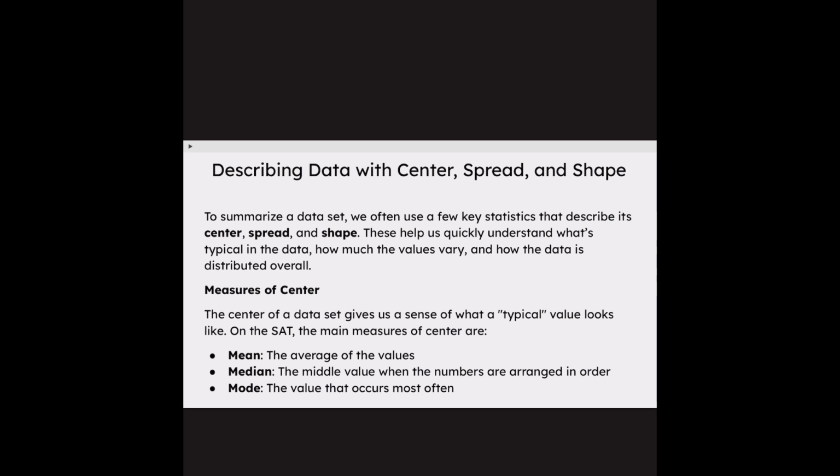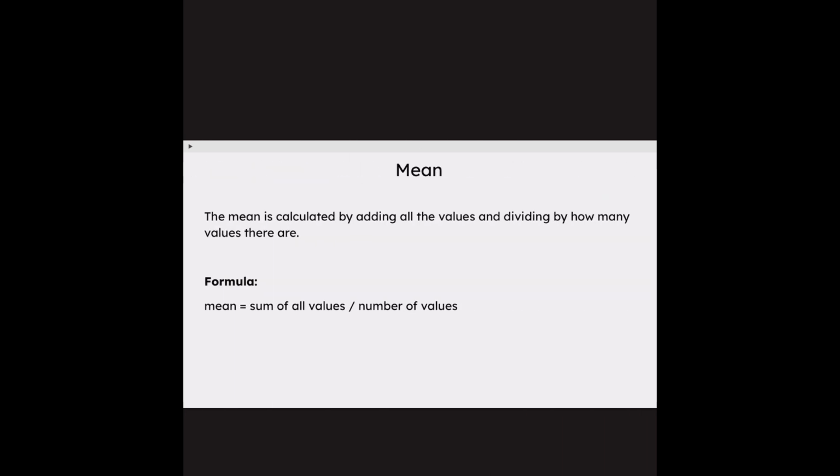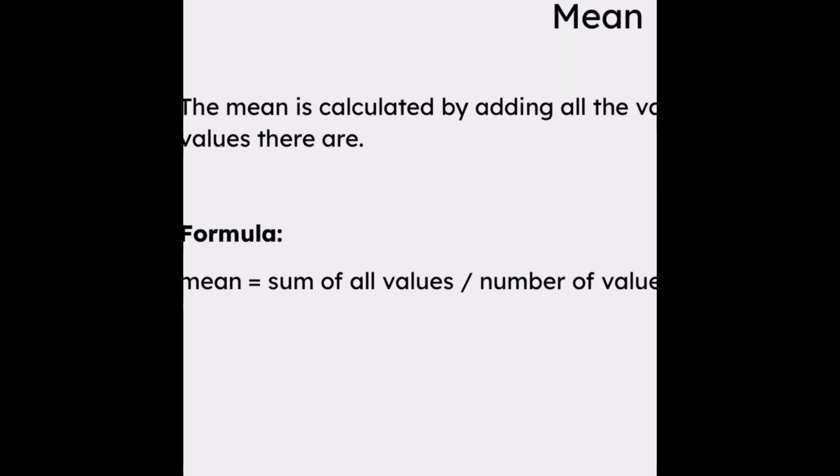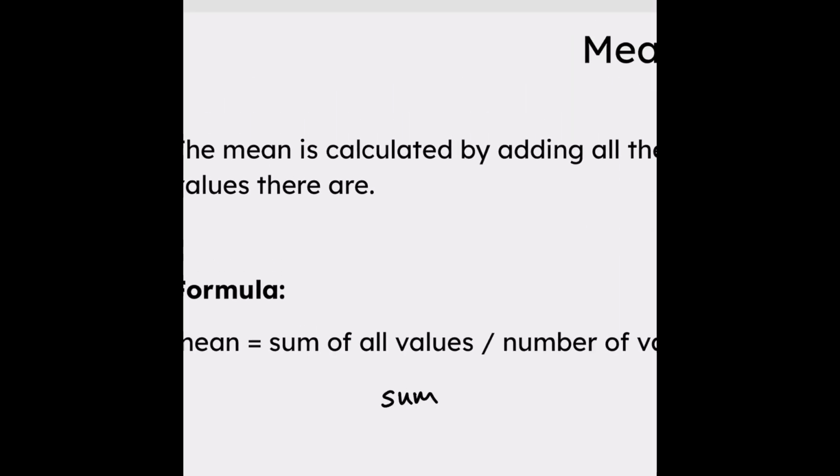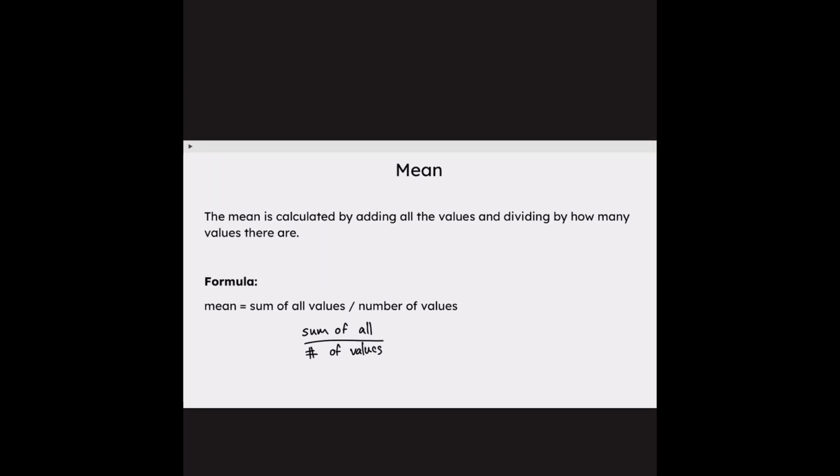The center of a dataset gives us a sense of what the typical value looks like. On the SAT, the main measures of center are the mean, which is the average of the values, the median, which is the middle value when the numbers are arranged in order, and the mode, the value that occurs the most often. The mean is calculated by adding up all the values and then dividing by how many values there are. So the sum of all values divided by the number of values. And that's just like calculating the average. The mean is equal to the average.